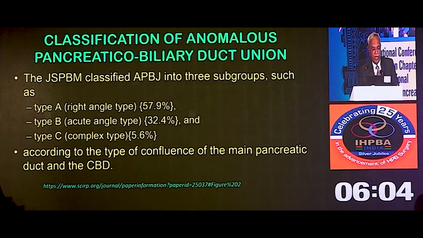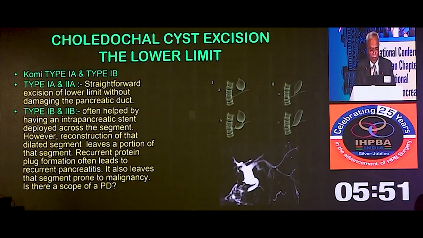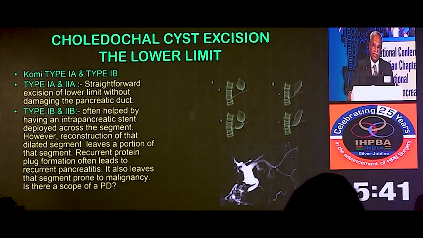The Japanese Society of Pancreatobiliary Medicine took the easy way out. 3 classifications: right angle A, acute angle B, type C complex. So they finished up there. But if you look at the Komi, type 1A and 2A are pretty straightforward. You can cut down, write down, and remove the entire choledochal cyst.